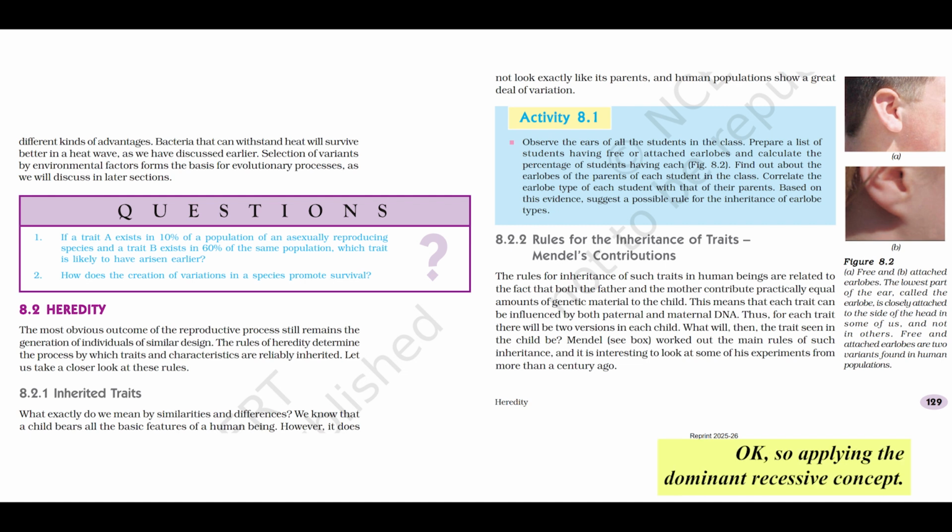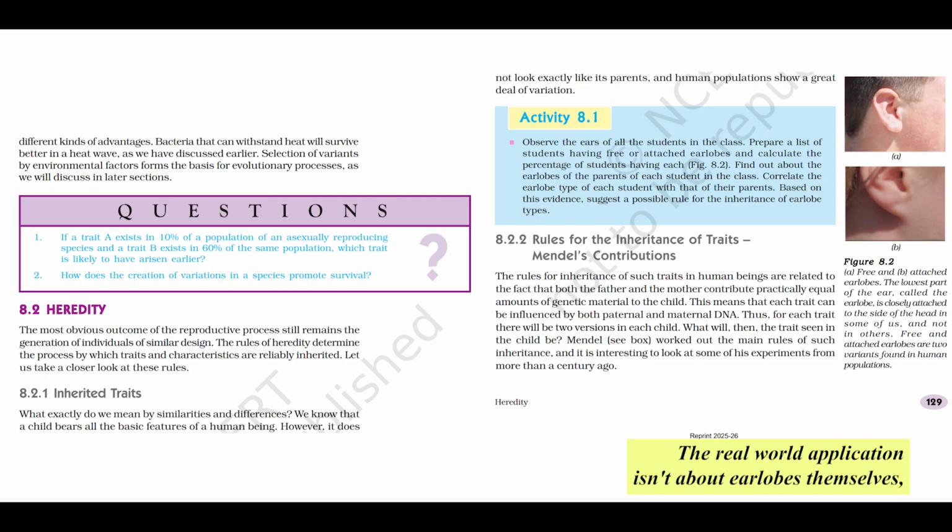Okay, so applying the dominant recessive concept, what about NEET? For NEET, it could be more involved. You might get a pedigree chart showing earlobe types across generations and have to deduce the inheritance pattern, autosomal dominant or recessive, or you might be given parental genotypes like Ff x Ff and asked to calculate the probability of their child having free or attached earlobes, likely involving a Punnett square.